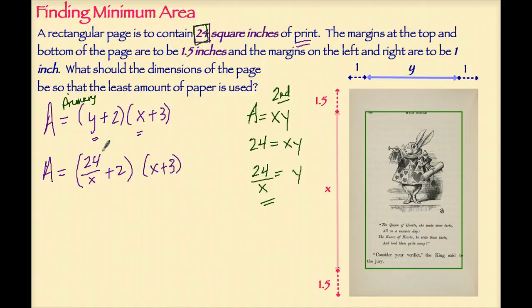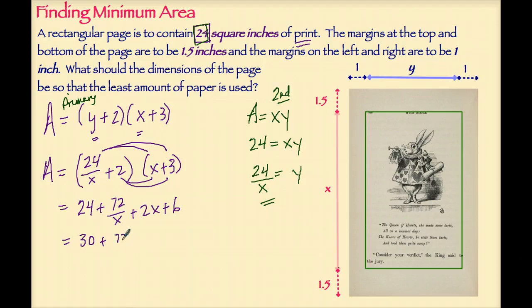Let's go ahead and FOIL this out to make it as simple as possible before we take the first derivative. We're going to end up with 24 over x times x is 24. 24 over x times 3 is 72 over x. 2 times x is 2x. And 2 times 3 is 6. Let's rewrite this. We're going to have 30 plus 72 over x plus 2x. And then finally, I'm going to write this so I can use the power rule. I'll put 30 plus 2x and then plus 72x to the negative 1. Now I'm ready to take the first derivative.